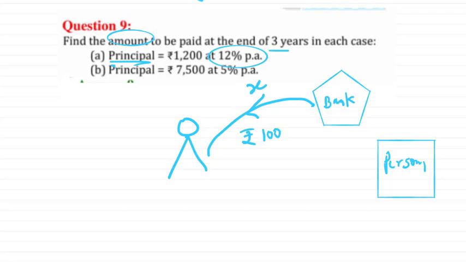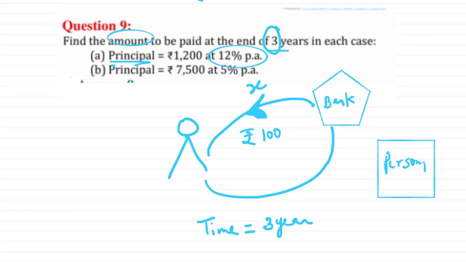Right now he doesn't have money, so he will pay the money back after some time. Let's say he is paying the money back to the bank after 3 years or 2 years. So that is the time. When he pays back the money, that is the time. In the first part it is 3, it is given here. So after 3 years when he pays the money, he will not pay 100 rupees.